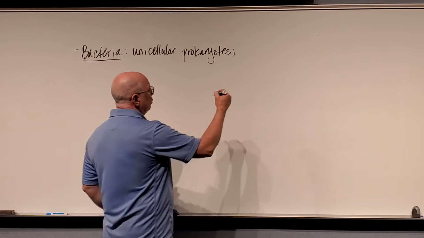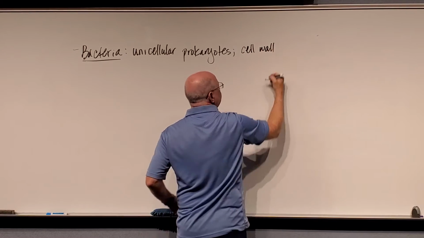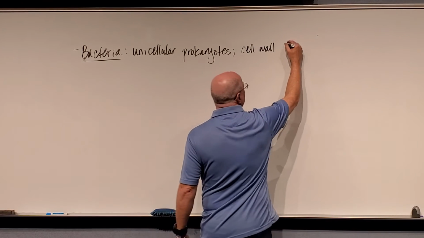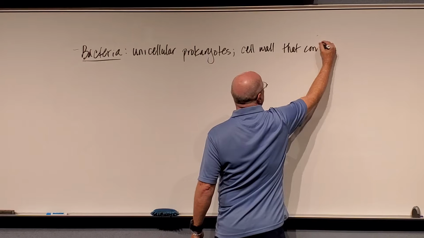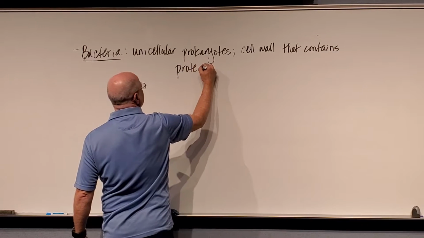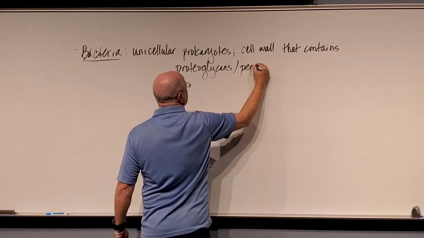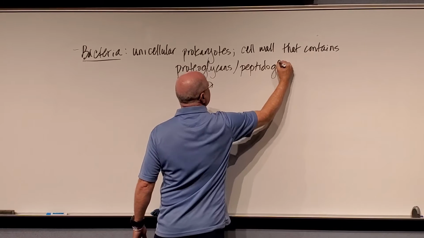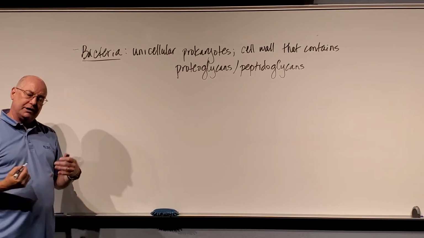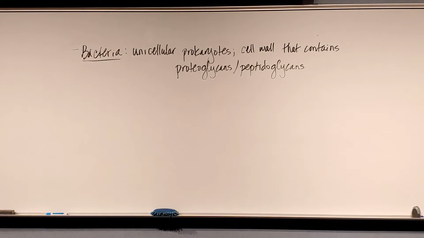Now, one thing that's really important is that bacteria do have a cell wall. So in addition to a cell membrane, they also have a cell wall, and this cell wall contains proteoglycans and peptidoglycans. And this unique characteristic of this cell wall can help us distinguish some bacteria from others, like gram-positive from gram-negative, and some of their behaviors and their survivability in certain conditions.